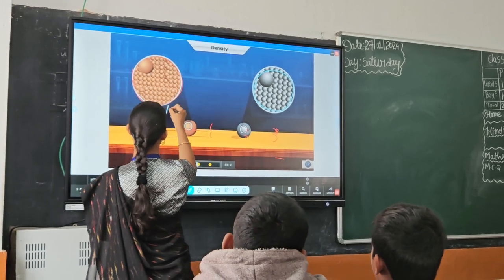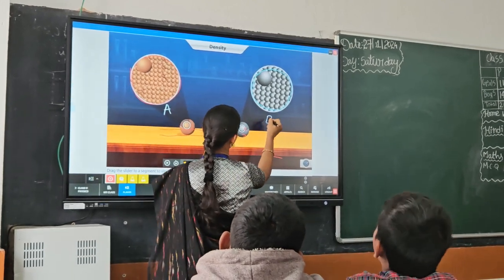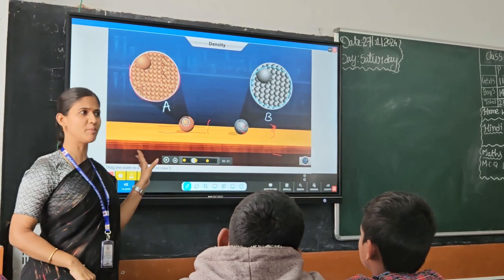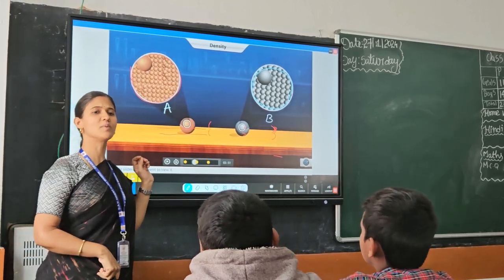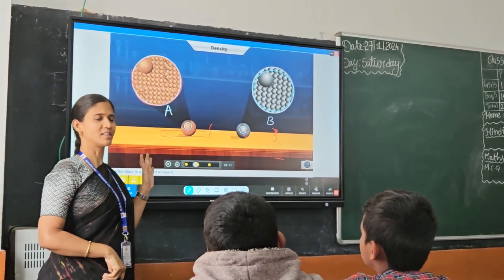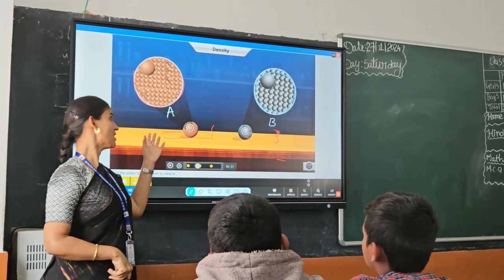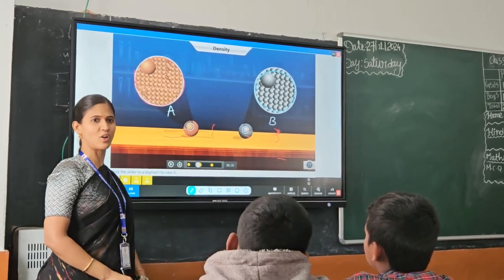This is some object A, this is some object B. Both volume is same, no? How can you tell volume is same? Same size. Yeah, tell size. So to see they are of same size, so volume is same.